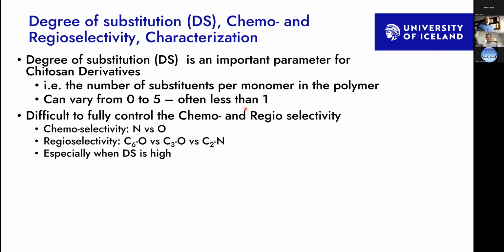It's also important to understand which group is modified, and this can be difficult to control. So chemoselectivity is N versus O modification, regioselectivity is which of these three groups is mostly modified. And the difficulty in controlling this is especially if you have higher DS, then you tend to get all the groups modified.